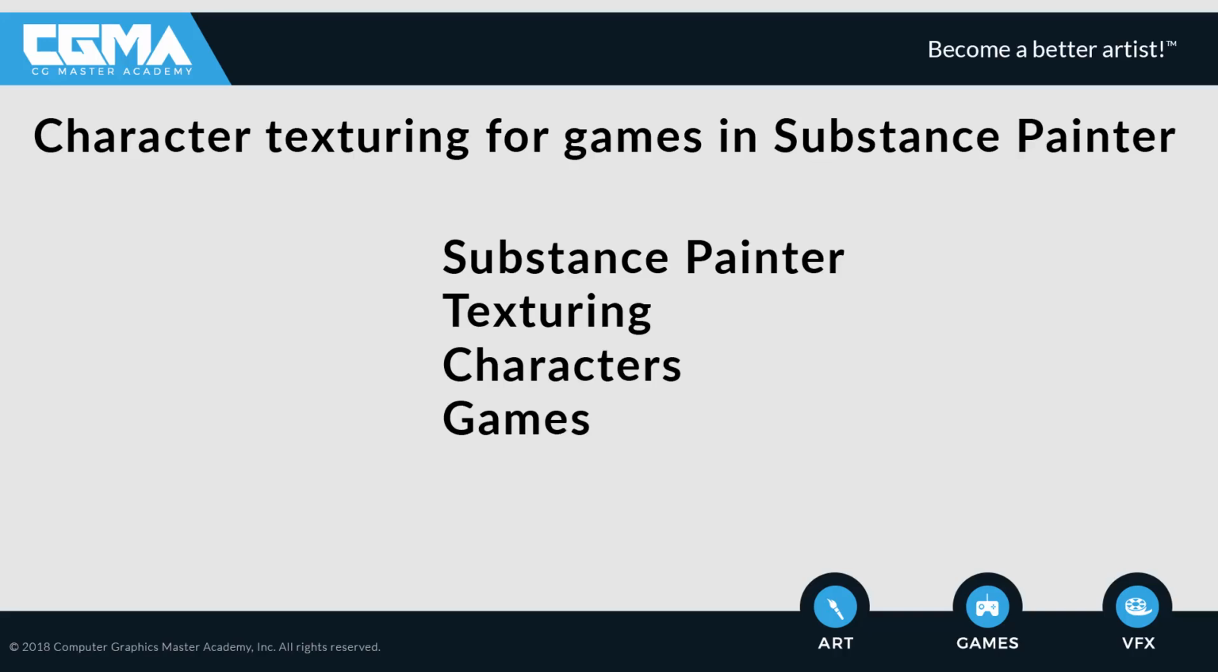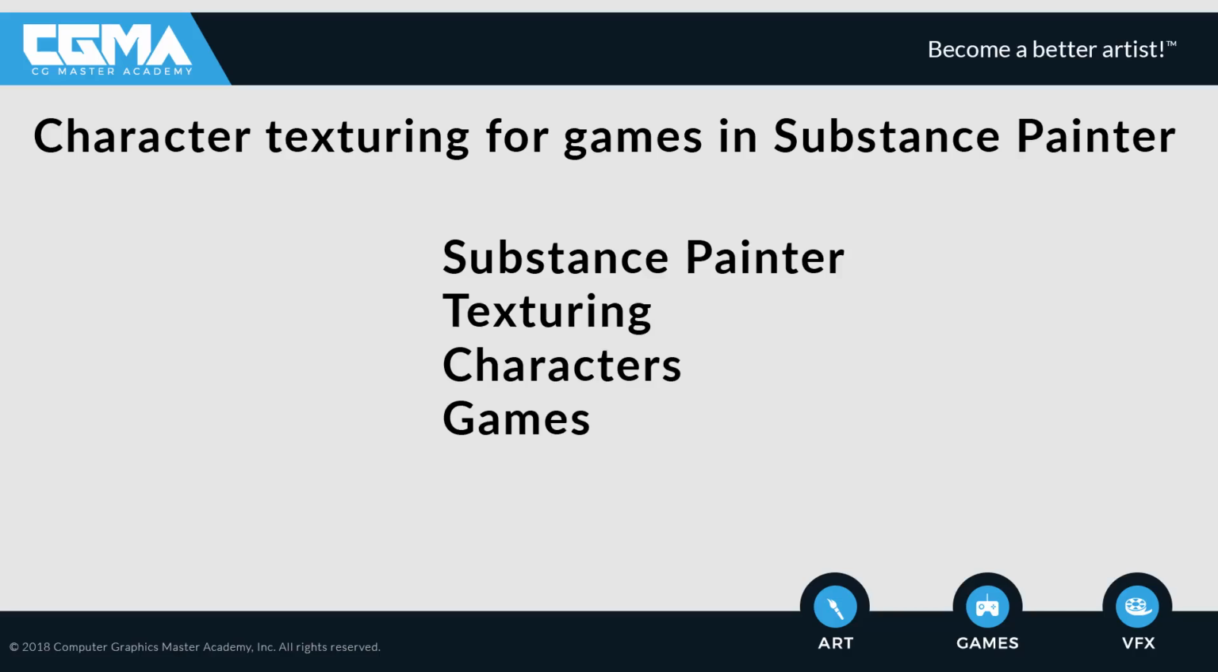The third pillar of this class is characters. So then we are going to move into texturing specific to characters like character assets, character cloth, character faces. Lastly, the fourth pillar will be games. It won't be a game class unless our output is in a game engine. If we just call it done inside Substance Painter with texturing, it's not gonna be a game class.